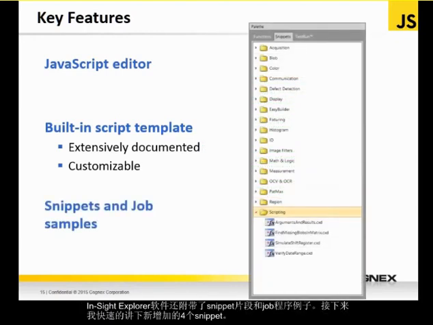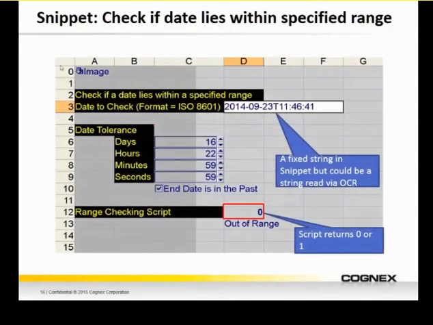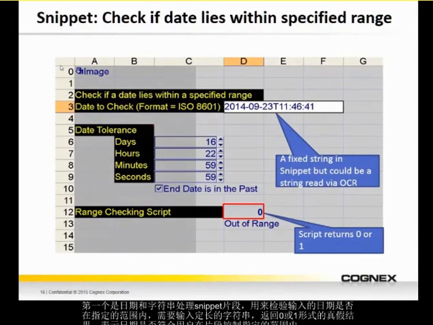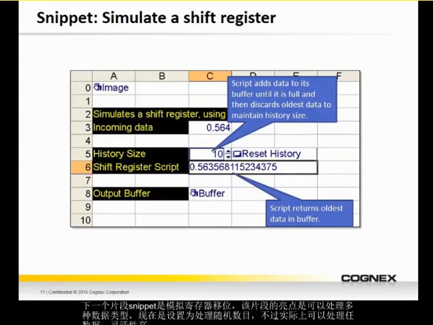There are several shipping snippets and job samples that you can already access within Insight Explorer. And what I'll do next is quickly walk through the 4 snippets that we are shipping today. The first snippet is a date processing and string processing snippet. It basically checks if the date lies within a specified range. It takes a fixed string as an input and returns a true or false in the form of a 0 or 1, which basically says whether the date is within the range specified by the user in the form of those spinner controls.